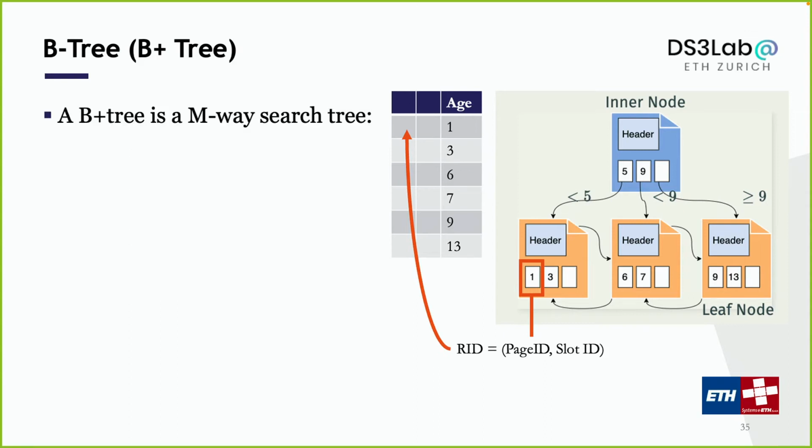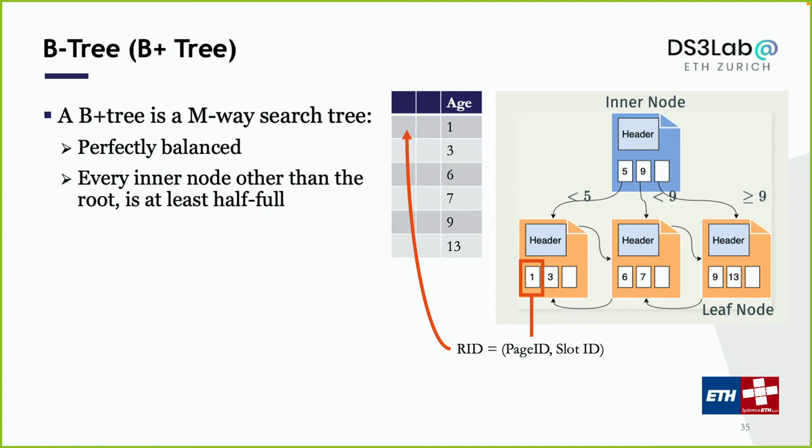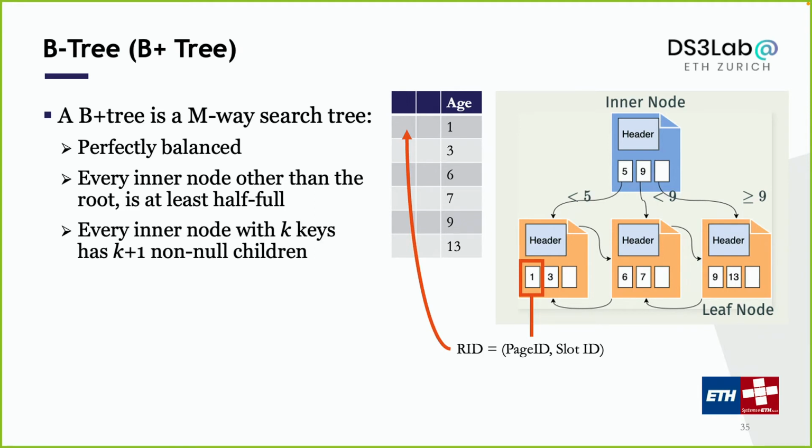Essentially, the B+ tree is an M-way search tree. It's perfectly balanced. Every inner node is a page, and it needs to be at least half full, to make sure it's balanced. That page can contain multiple keys, because it's a page, could be 4 kilobytes, something like that. If you have k different keys in that page, then you are going to have k+1 children of that page. And then you have this recursive structure.